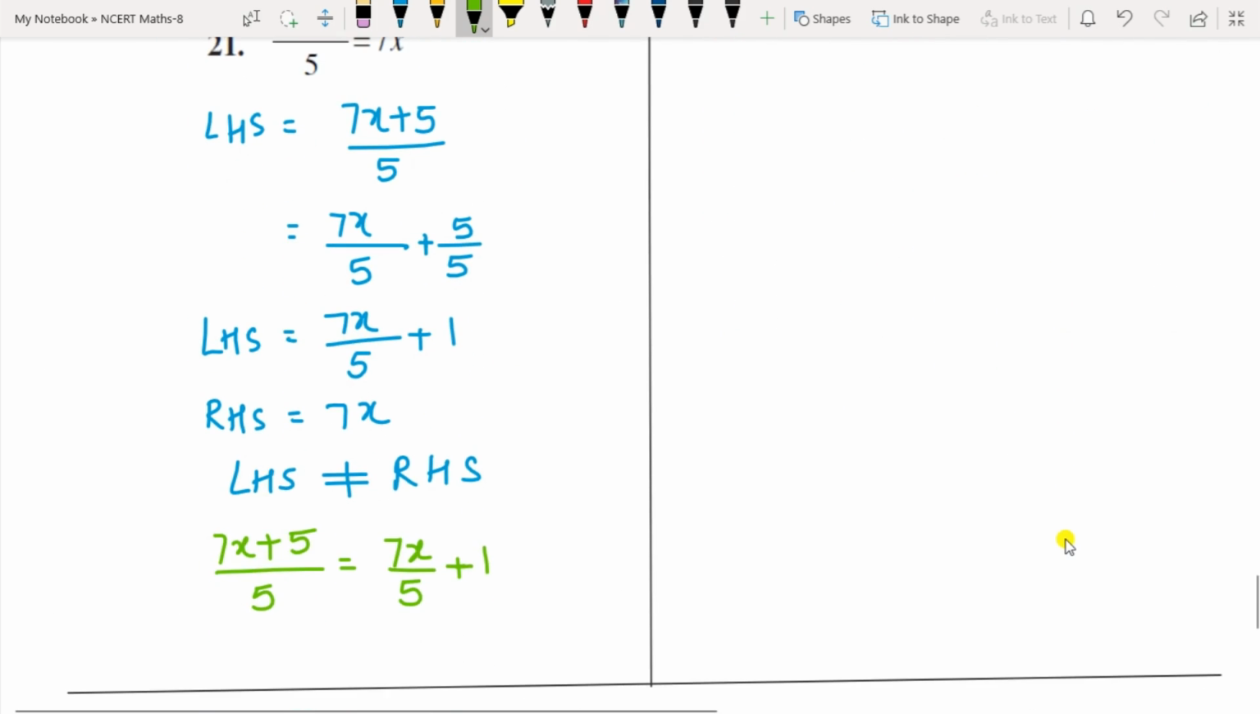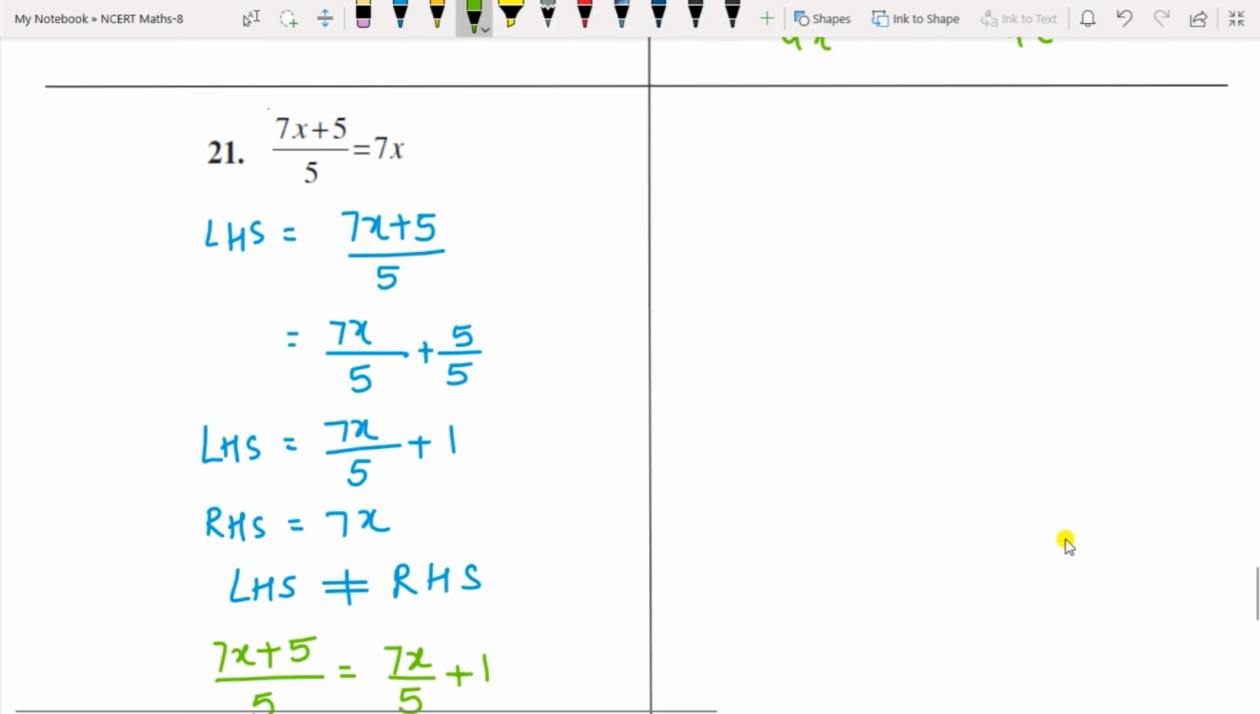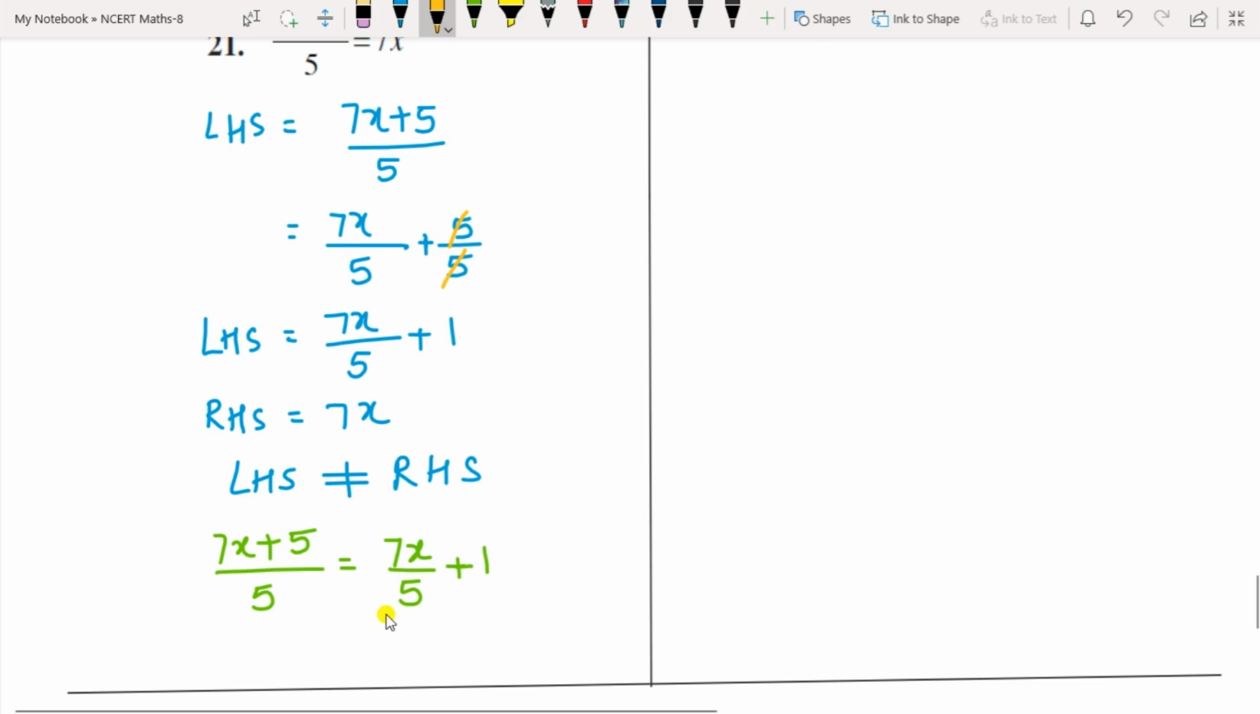And last but not the least, this is 7x plus 5 upon 5. So you can take the denominator separately to each of the terms of the numerator. Here 5 will get cancelled. This 5 will get cancelled here. So it becomes 1. So LHS equal to 7x upon 5 plus 1 on solving it. But RHS is given as 7x, which is not equal. So the correct statement is 7x plus 5 upon 5 equal to 7x upon 5 plus 1.